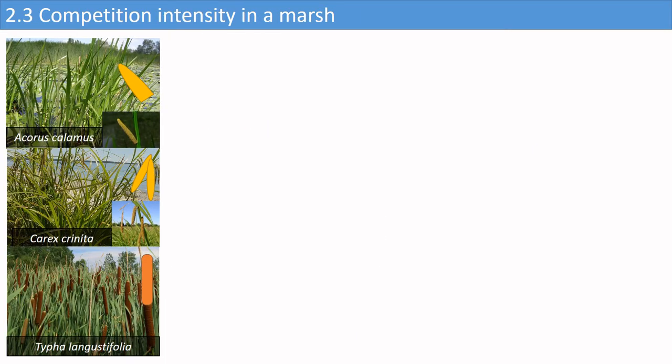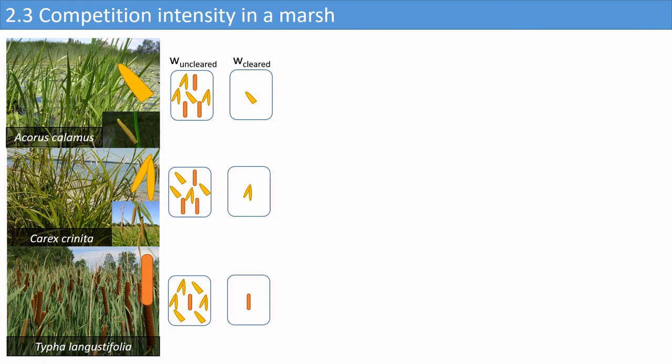So here is an example about competition intensity in a marsh. So marsh is this kind of swamp water body with a lot of water, not enough oxygen in the soil. And if it is a salty marsh, it can also have salts and other kinds of toxic compounds in the water. There were three grass species that were studied, Acorus, Carex, and Typha. And the experimental design was very simple. On one hand, there were the plants that were grown in the swamp without the vegetation being modified. And on the other hand, there were patches where all vegetation except the focal species, which I have symbolized with different shapes, has been removed.